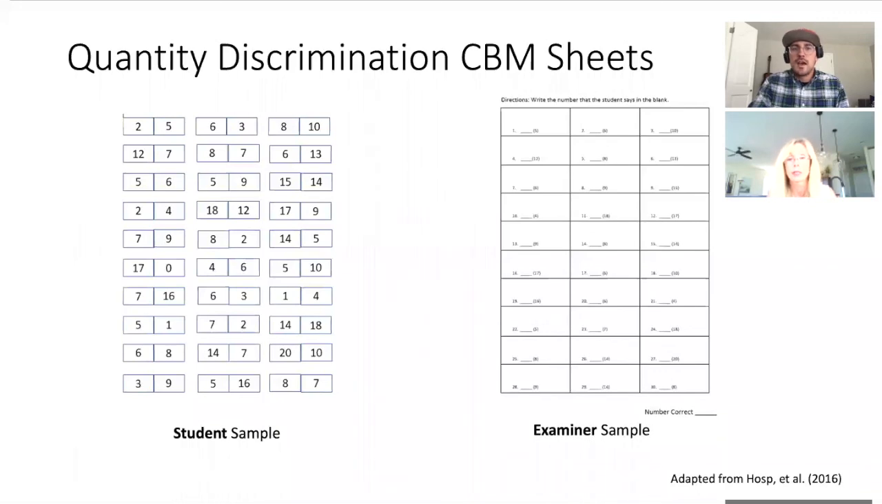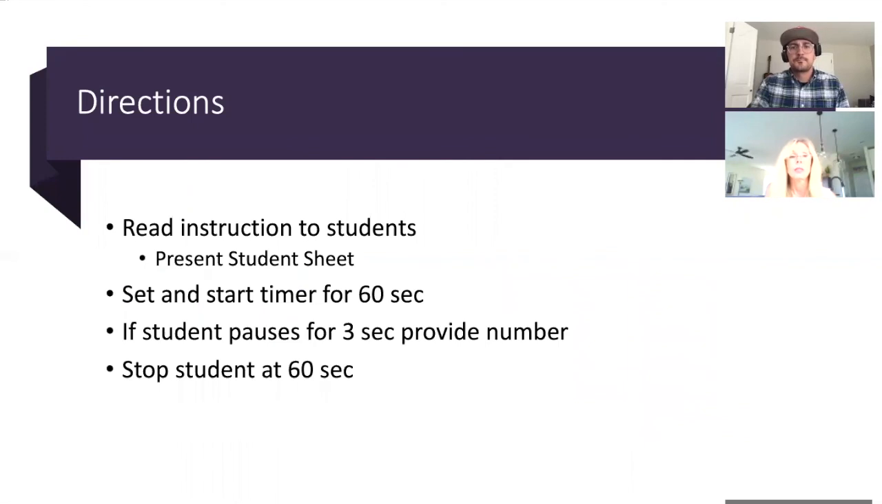Yeah, almost all of the quantity discrimination CBM probes that I've seen, I've always asked students to identify the greater number. So that's particularly common, yeah. So directions: read your instructions to your student, present them with the student sheet, set a timer for 60 seconds. If the student pauses for 3 seconds, provide them with the correct answer, and then stop the timer at 60 seconds and put a bracket around that last number so you know where they stopped.